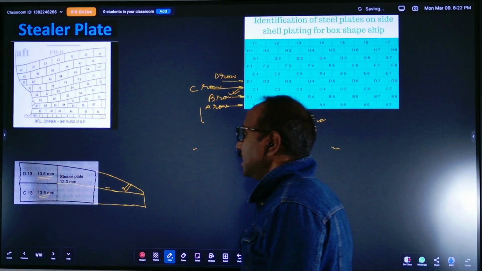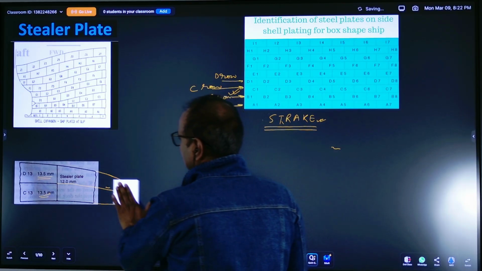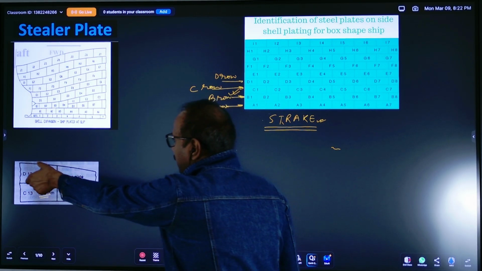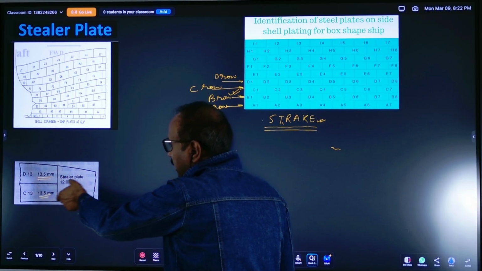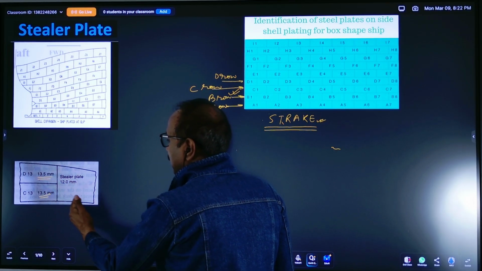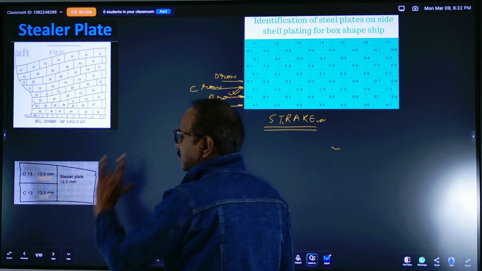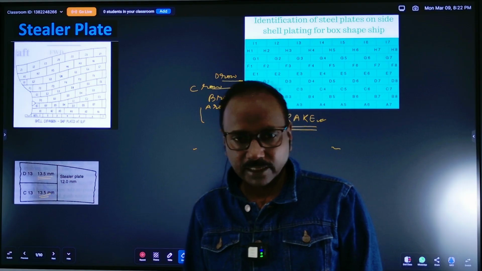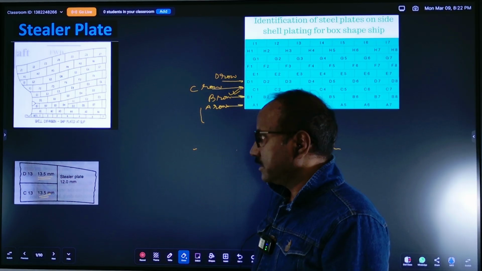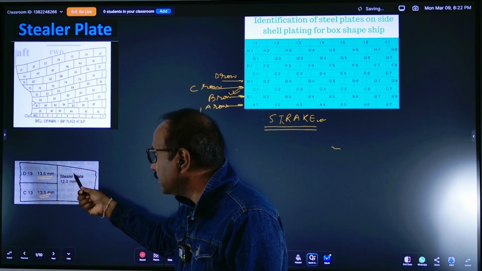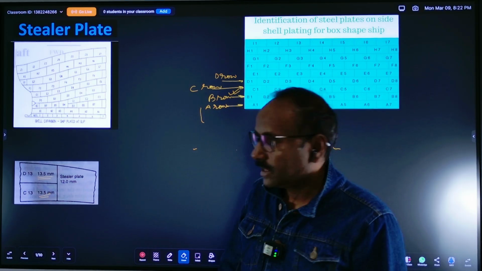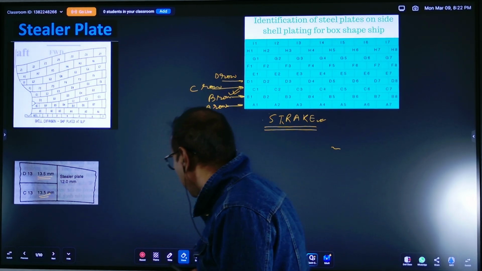So how to avoid that? To avoid that, what is getting done? Instead of continuing D13, then D14, C13 and C14, you replace it with one plate of higher width and join together with these strakes. So what does this mean? You have missed D14 and C14, right? So that is why this plate is called the Stealer plate.